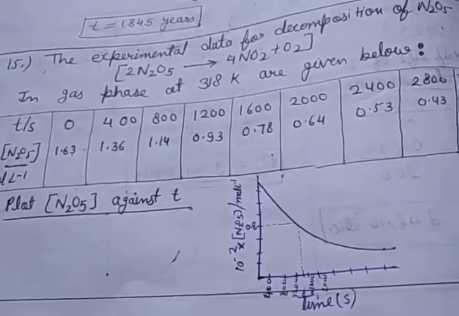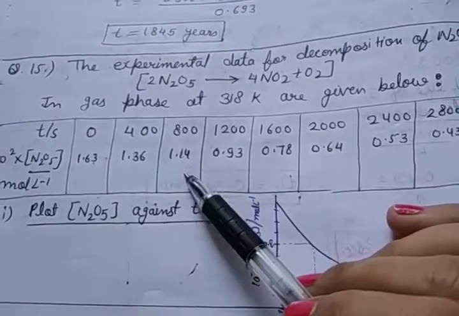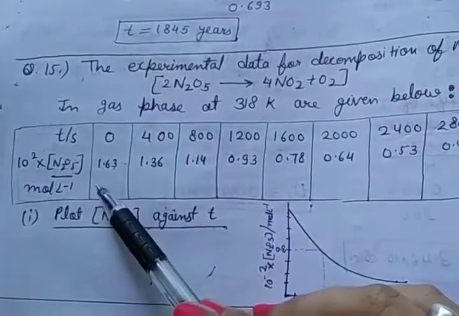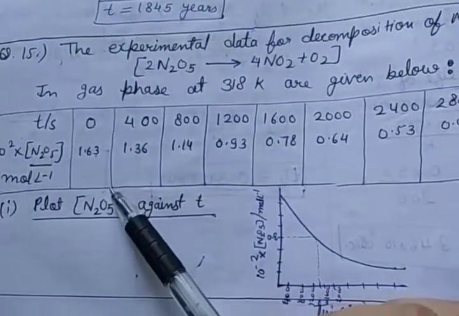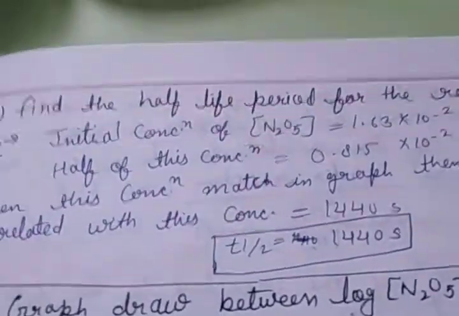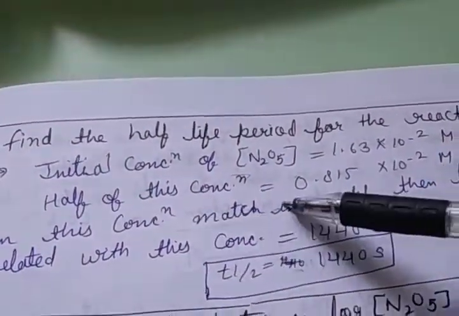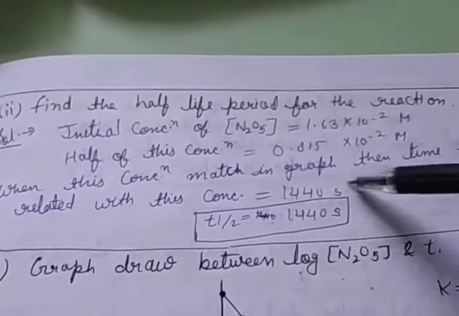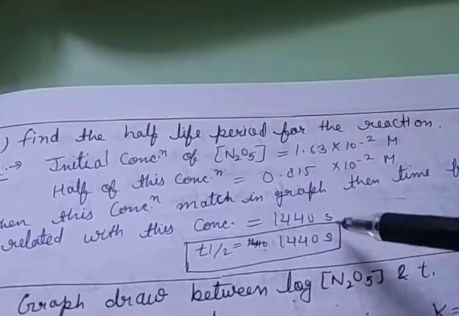Then question number 2, find the half-life period for the reaction. The initial concentration given is 1.63 into 10 to the power minus 2. Half of the concentration means divide by 2. So to find the half-life period, half of this concentration is 0.815 into 10 to the power minus 2. So we match this concentration in the graph, then the time found related to this concentration is 1440 seconds.